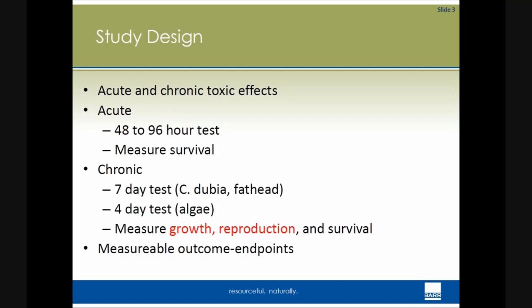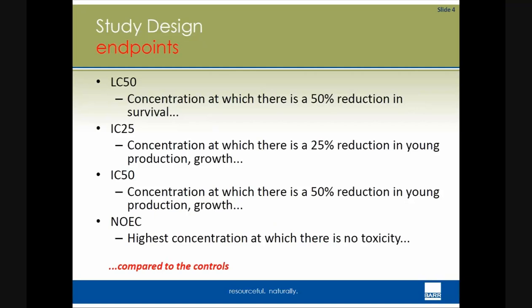So what you do is you get data from these tests, and you try to summarize them using what are called endpoints. I'll talk about these endpoints throughout the course of the study, but I wanted to define them right up front so you can understand what they are. These endpoints are indicators of chemical concentrations that are toxic. So if you go to slide 4, oftentimes these endpoints are defined as LC50s, IC25s, IC50s, and NOECs. These are the endpoints we use, among others, in the study.